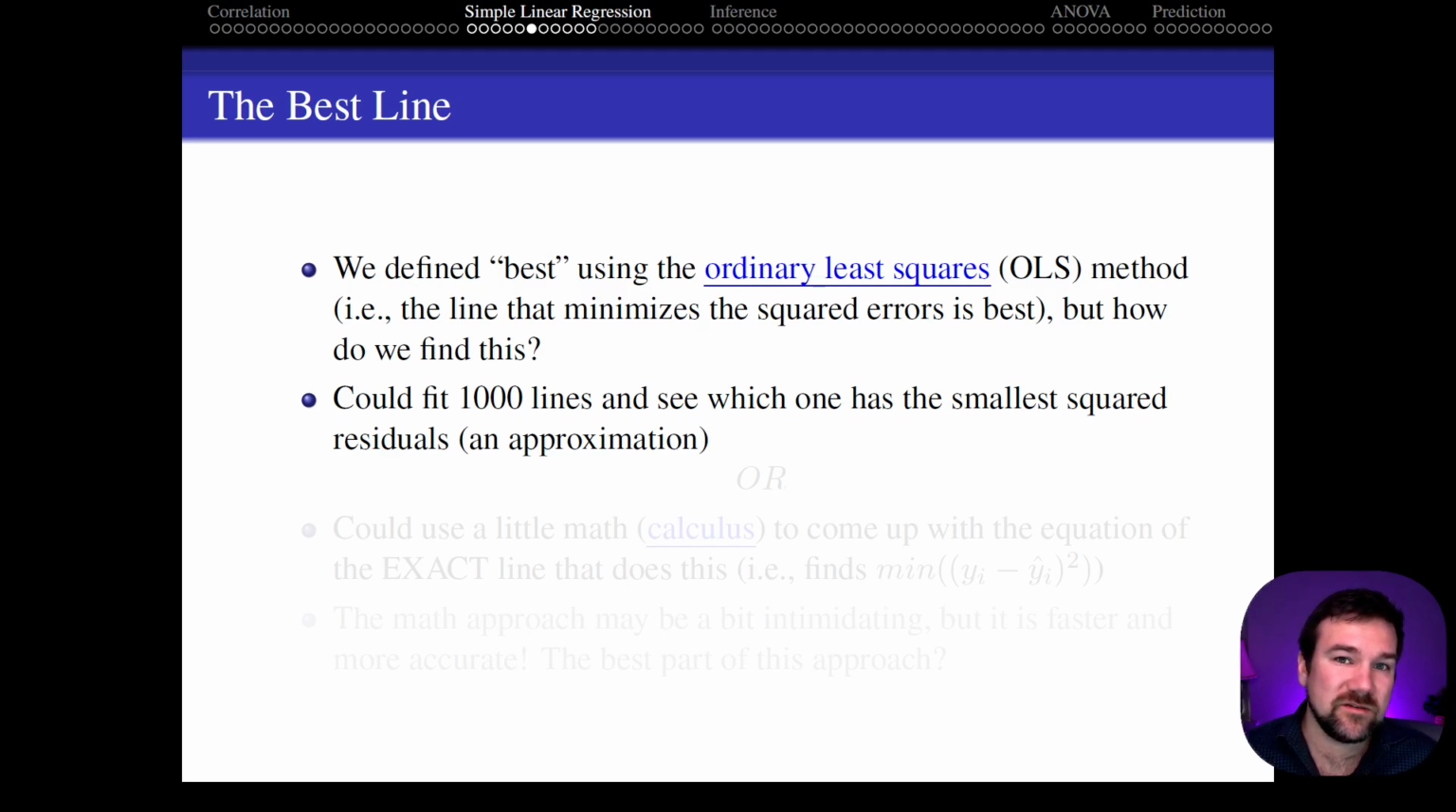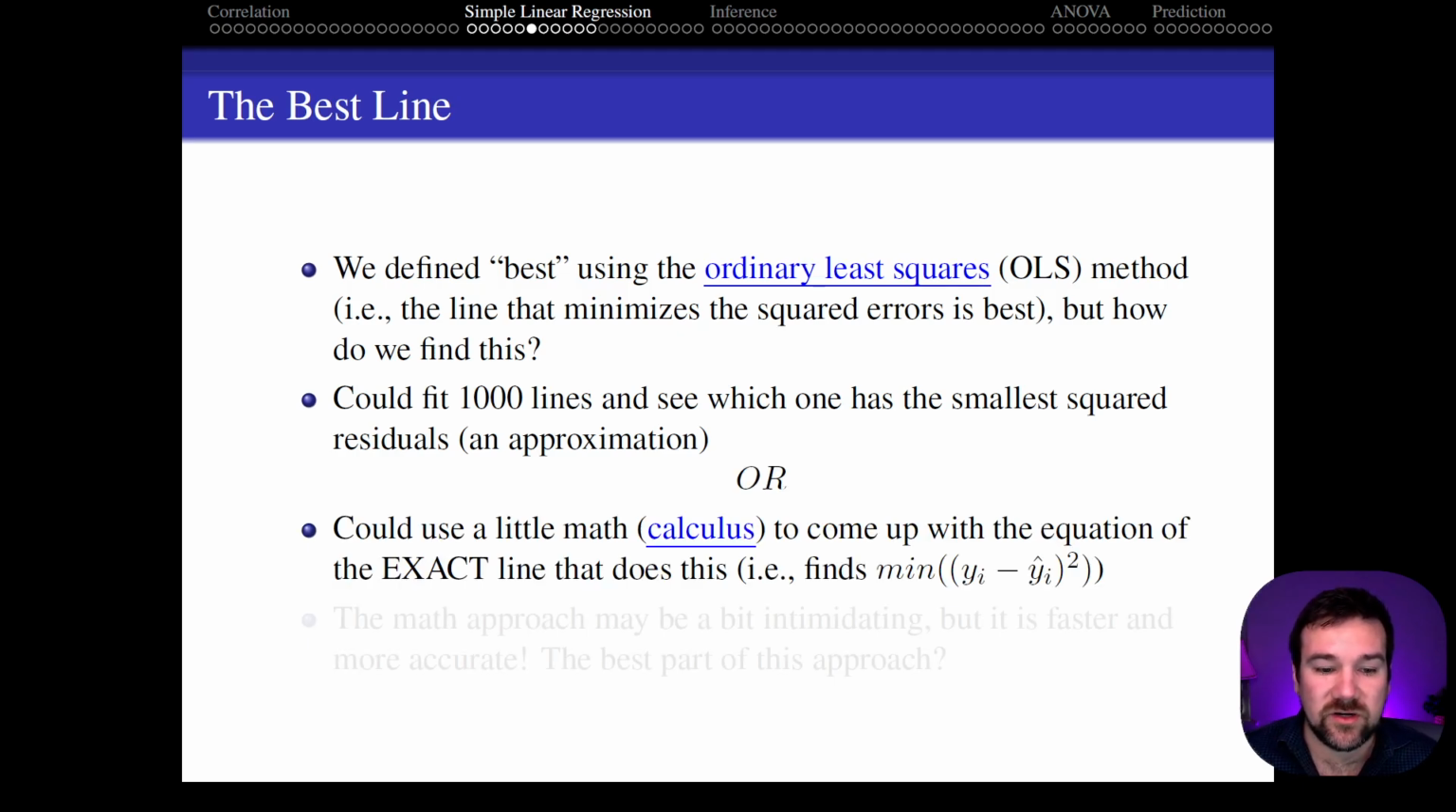But because we have a little bit of background knowledge here, we can use a little bit of math to come up with the exact equation that does this, and I'm not going to have to fit 1,000 lines, calculate the distance between each data point and each of those 1,000 lines. So I'm going to get like 10,000 distances, and then square all of those, and then add them all up, and then figure out which of the 1,000 lines is best. It's going to save a lot on computation.